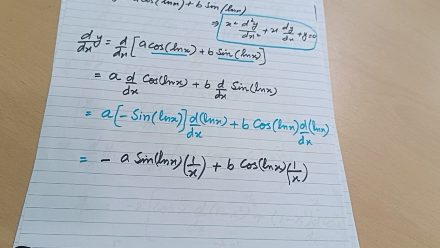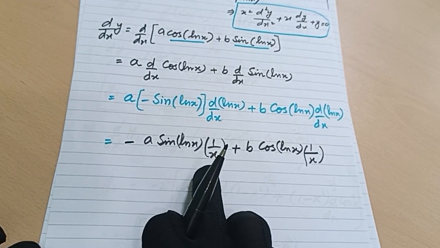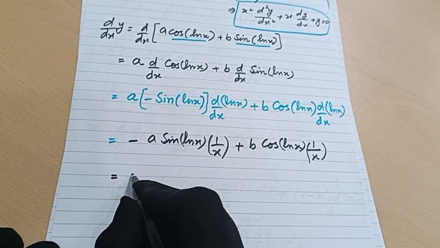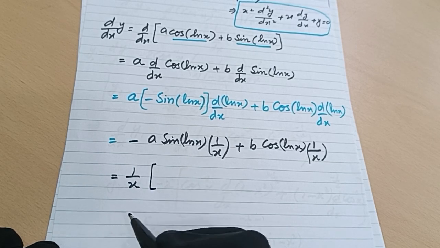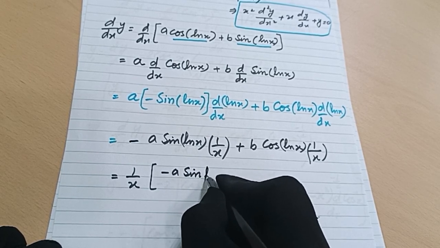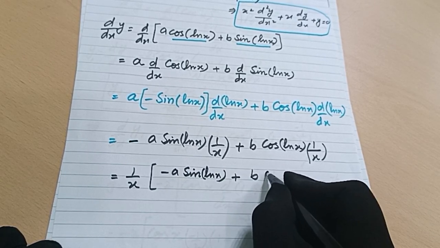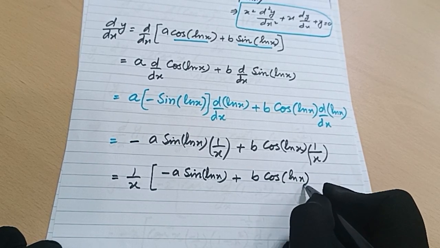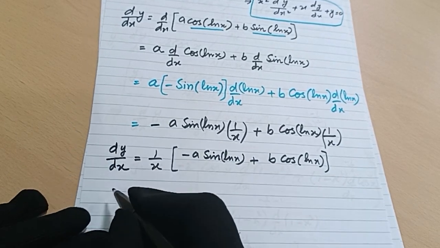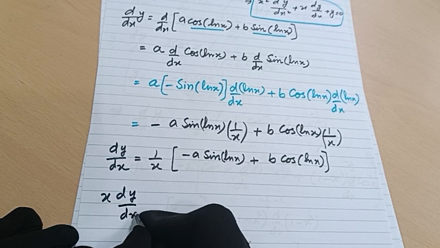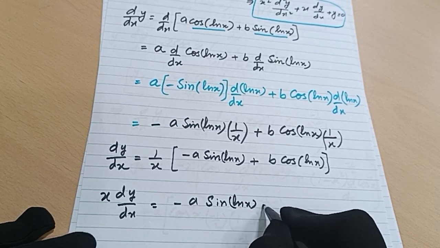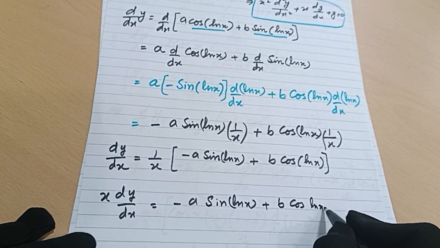1 over x. Better to take x common and then shift it to the other side. If I write x common here, then minus a sine of natural log of x plus b cos of natural log of x, and this is dy by dx. Shift x over there: x times dy by dx equals minus a sine of natural log of x plus b cos of natural log of x is ready.